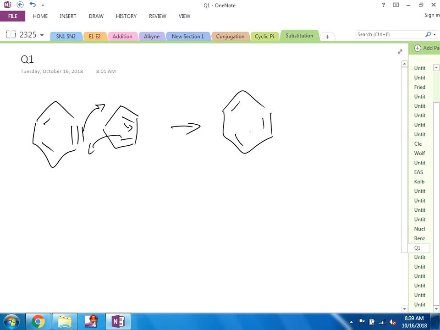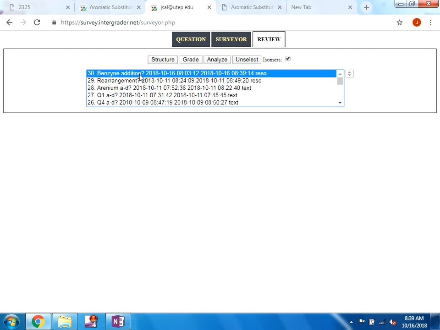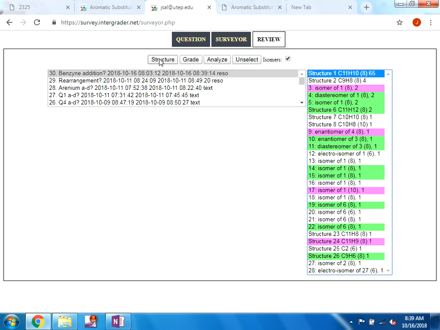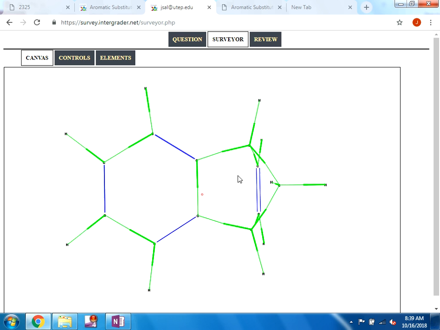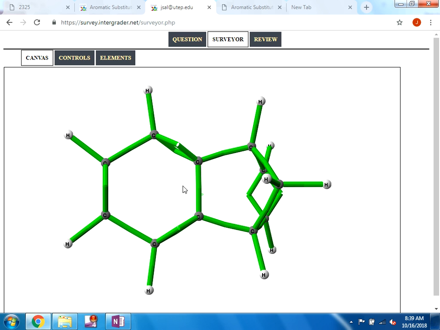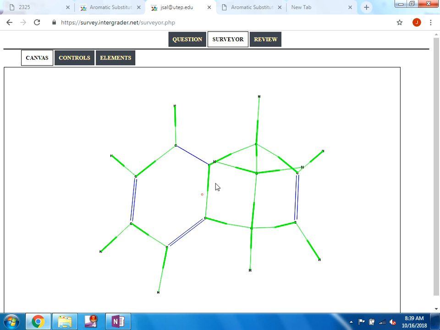Okay, so how you put the double bonds in there didn't really matter. But you should have made something like this, right? That's the Diels-Alder. So you could put the double bonds this way or the other way. They're both counted the same right there, right?